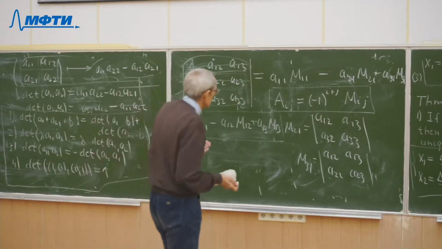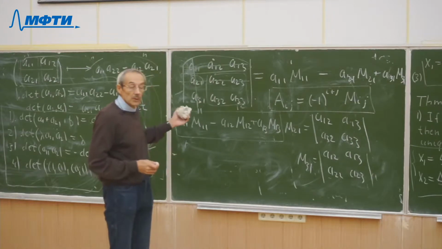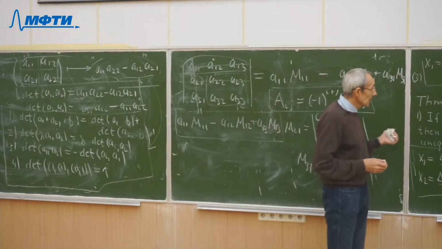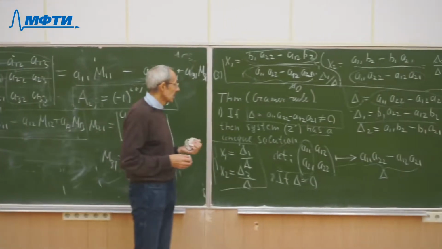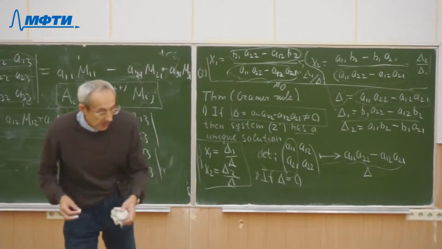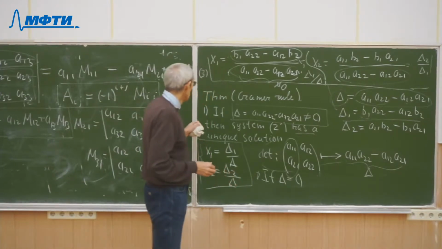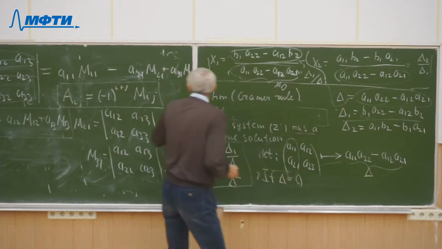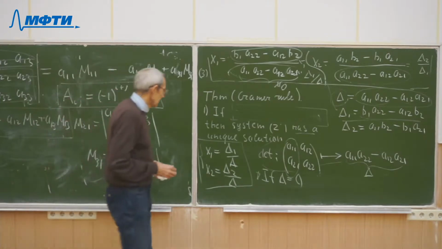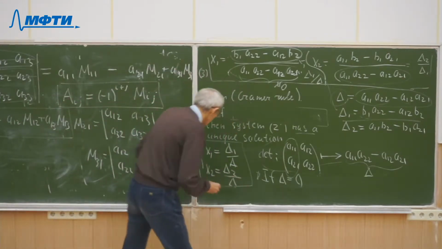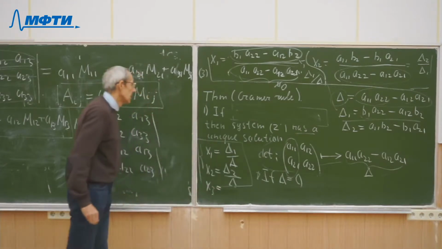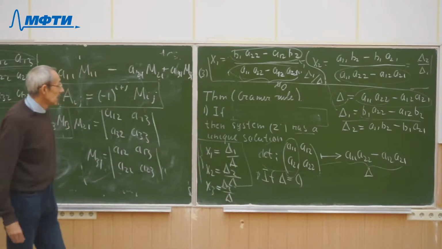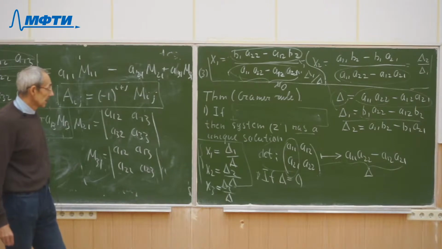In the case of a matrix of size 3 by 3, we also have the same theorem, the Cramer rule, but in this new theorem the determinant is defined by this formula, and the system has a unique solution, where the third unknown is defined by the formula as a ratio, delta 3 to delta.